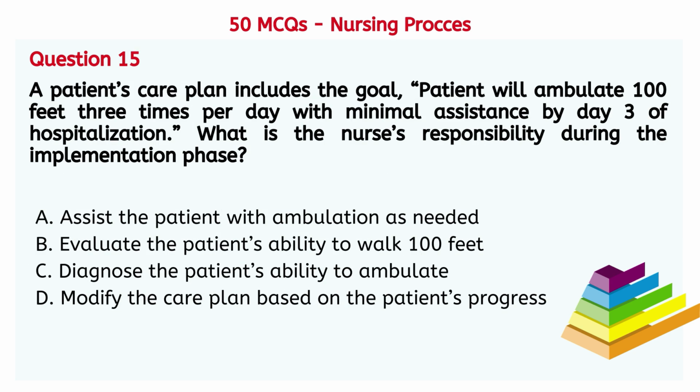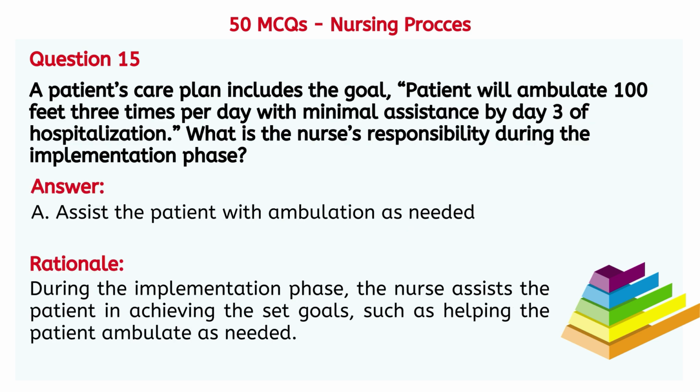Question 15. A patient's care plan includes the goal, patient will ambulate 100 feet 3 times per day with minimal assistance by day 3 of hospitalization. What is the nurse's responsibility during the implementation phase? The options are: A. Assist the patient with ambulation as needed. B. Evaluate the patient's ability to walk 100 feet. C. Diagnose the patient's ability to ambulate. D. Modify the care plan based on the patient's progress.